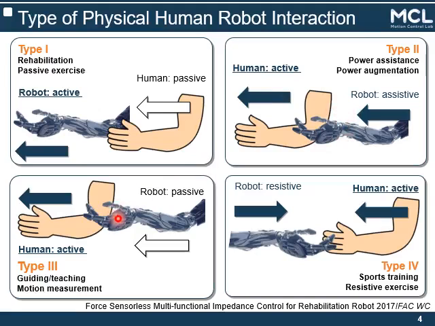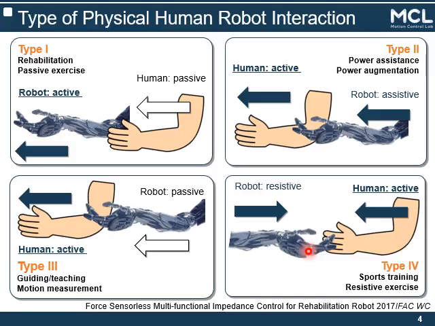In type 3, the human also leads the motion while the robot follows human's motion passively without generating any interactive force. This is when human teaches or guides the robot or when the robot measures human's motion. In type 4, the robot generates resistive force against human's active motion. This is for sports training and resistive exercise.